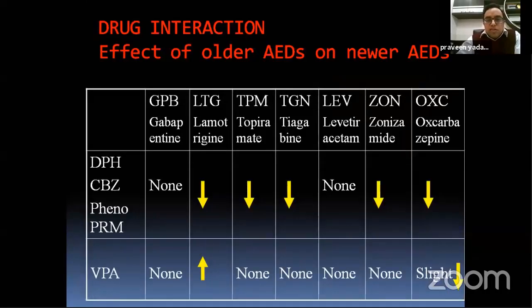Now these are the various interactions which may occur with the medications. The older medications are all enzyme inducing medications, so they can reduce the drug levels. Lamotrigine levels and topiramate levels may be reduced. Similarly, zonisamide and oxcarbazepine levels may also go down when they are used with phenobarbital or phenytoin sodium. So these things have to be taken care of. While with the newer agents like levetiracetam, the drug level doesn't get affected.